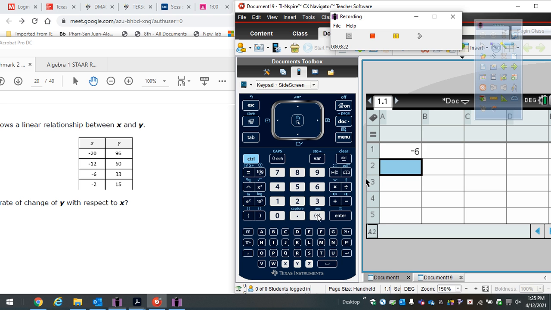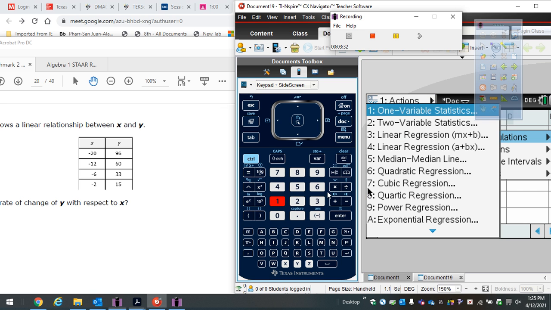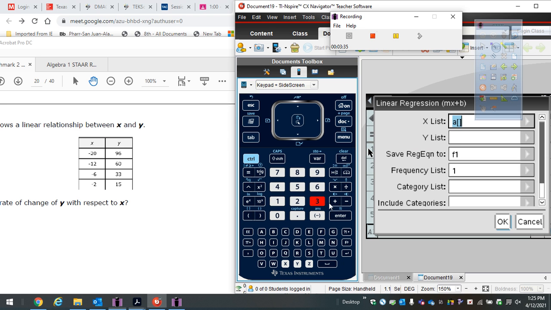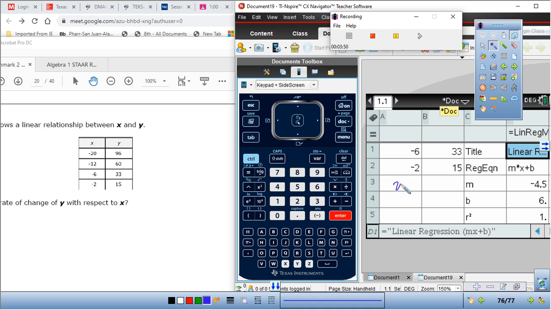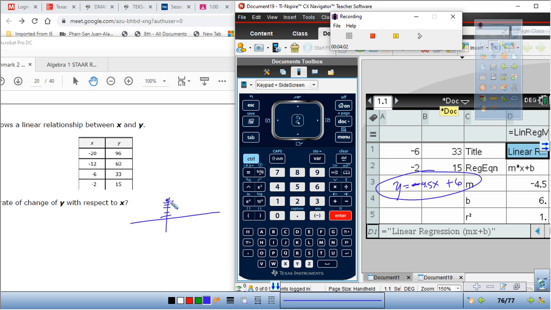-6, -2, 3, 15. And we're doing linear, guys. Menu 4, 1, 3 linear regression. B, A, this is X, this is A, Y, this is B. And there is my equation. Y is equal to -4.5x plus 6. So I don't know if y'all know what this means. It means you go through the positive 6, 1, 2, 3, 4, 5, 6. Slope 4.5 down over 1.